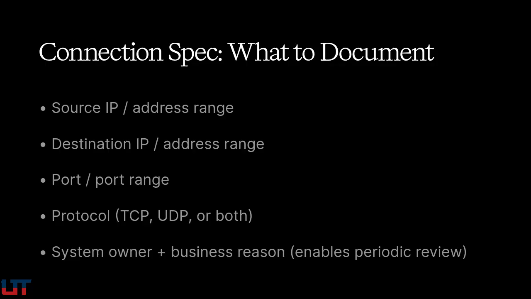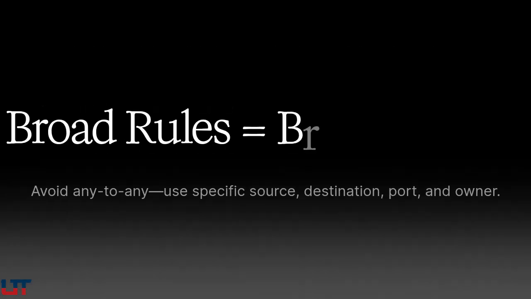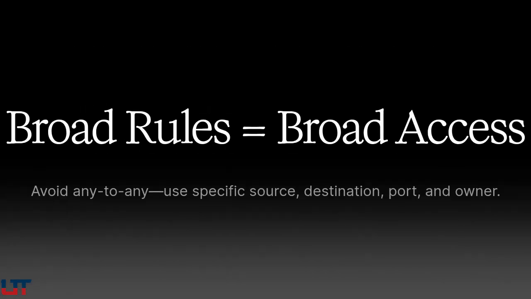The specification should include the exact source IP or address range, the exact destination IP or address range, the exact port or port range, the protocol, TCP, UDP, or both, and the name of the system owner and the business reason for the connection. That last item, the business reason with an owner, is what makes periodic review possible. When you review the firewall rule set 2 years from now, you can ask the named owner whether the connection is still needed. A firewall rule that specifies any source to a destination or a source to any destination is almost always too broad under the principle of least connectivity.